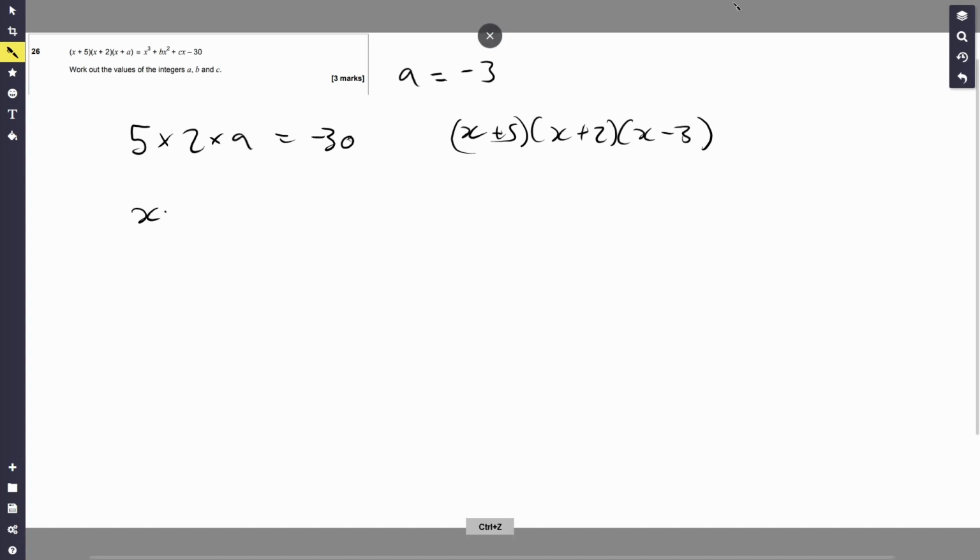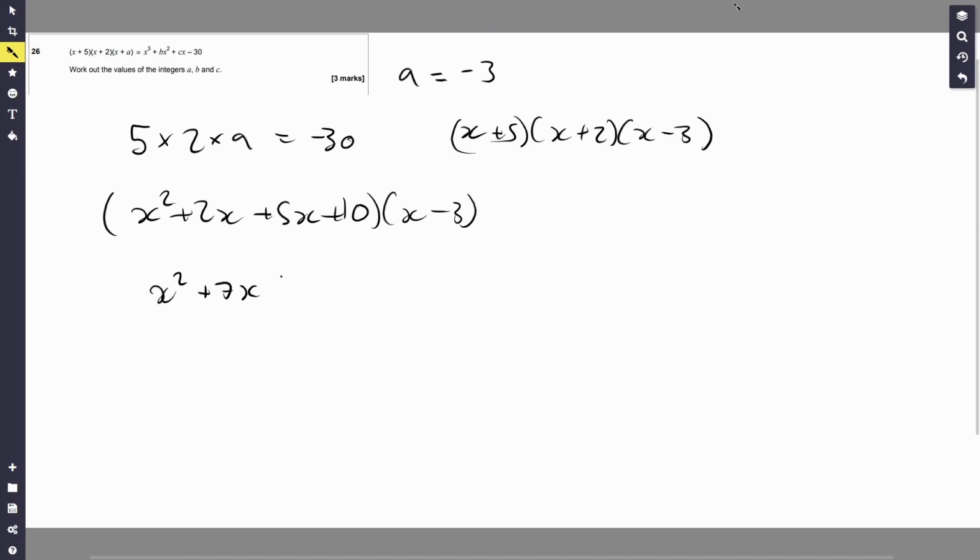So this is going to be the tedious part. So x times x is x squared. X times 2 is 2x. 5 times x is 5x, and 5 times 2 is 10. Okay, now we have that. And then minus 3 times x minus 3. Okay, and I'm just going to collect these terms here and then rewrite it out. So 2 plus 5 is 7, so now we have 7x plus 10, and then x minus 3.